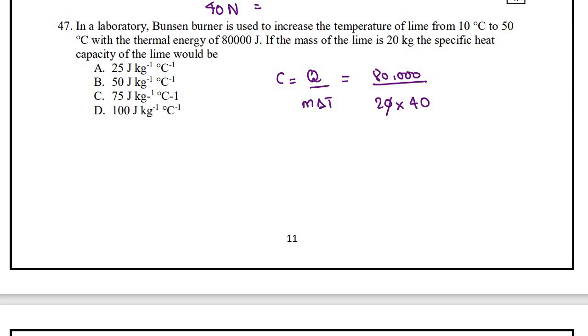So the 0 will be cancelled out with the 0. We will get 800 divided by 8. So 8 into 100 is 800, we will get 100 joules per kg degree centigrade. So the correct answer will be option D.